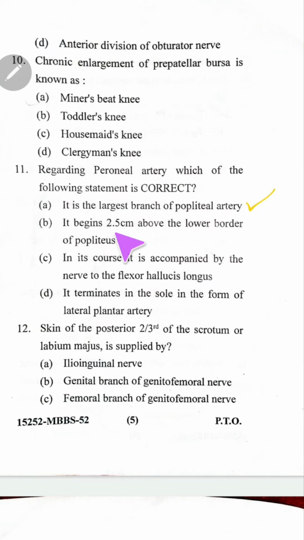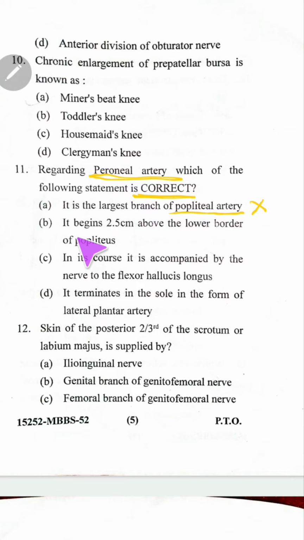Correct. Begins 2.5 centimeter above the lower... No. What have they asked? Yes, this is not correct. You should read the question carefully. Regarding peroneal artery, which of the following statements is correct? They are asking for correct. So, is this the largest branch of popliteal? No, it is not a branch of popliteal artery. Peroneal artery is a branch of posterior tibial artery, not a branch of popliteal artery.